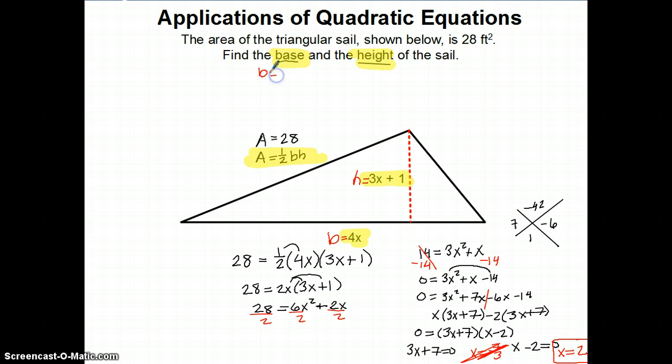So base equals 4 times 2, which is 8, and our units are feet. And height is 3x plus 1, but x is 2. So 3 times 2, which is 6, plus 1 gives me a height of 7 feet. So our dimensions for this sail are a base of 8 feet and a height of 7 feet.